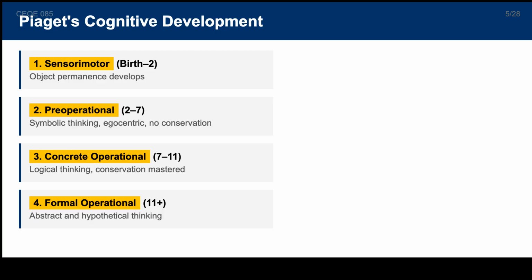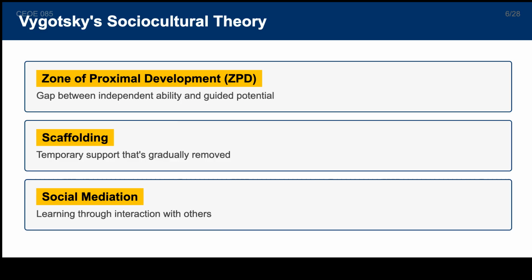Sensorimotor is birth to age 2. This is when object permanence develops. Pre-operational is ages 2 to 7. Children think symbolically but are egocentric and struggle with conservation tasks. Concrete operational is 7 to 11. Logical thinking about concrete objects. And formal operational begins around age 11. This is abstract and hypothetical thinking. Remember, students with disabilities may not progress through these stages at typical rates.